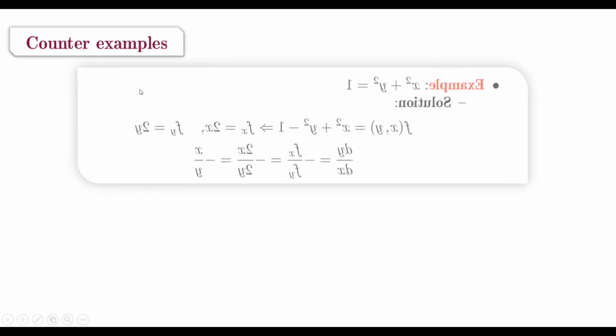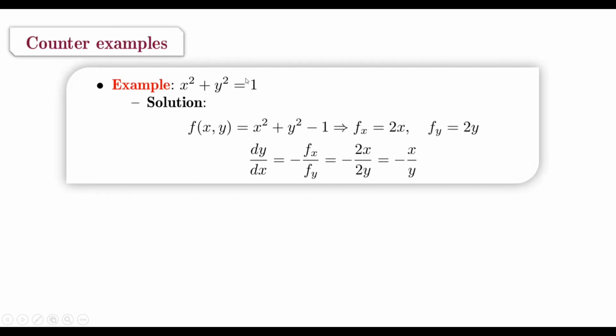Counterexamples. The first counterexample is based on the circle equation x squared plus y squared equals 1. First, you can write the implicit function f(x, y) as x squared plus y squared minus 1. Then find dou f by dou x, dou f by dou y. Implicit differentiation, negative fx by fy. On simplification, you get negative x by y. This is implicit differentiation regarding the circle equation.